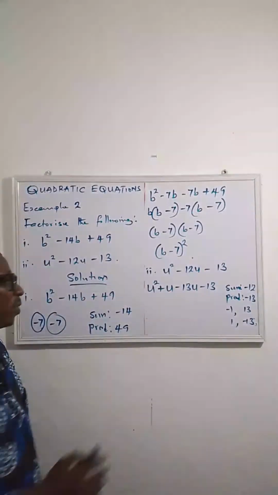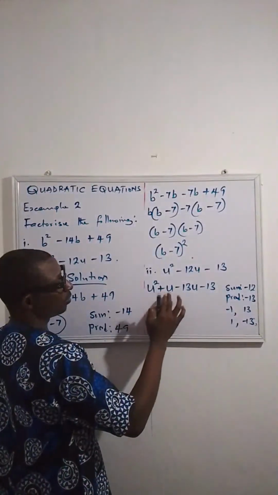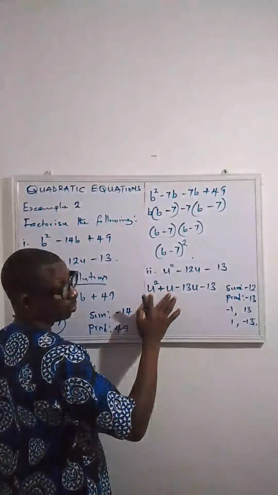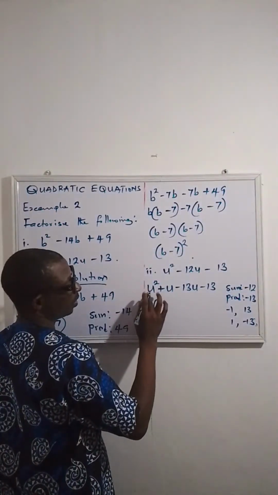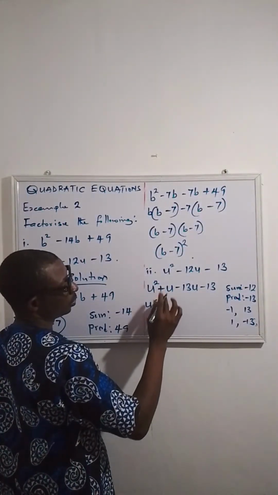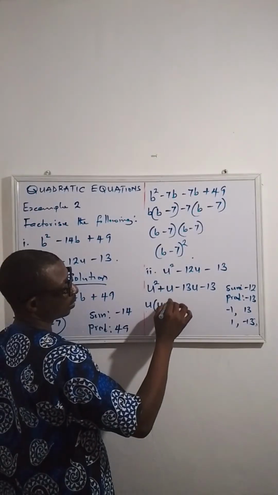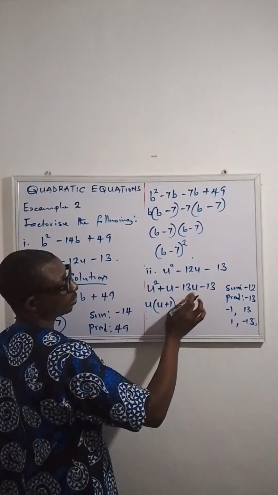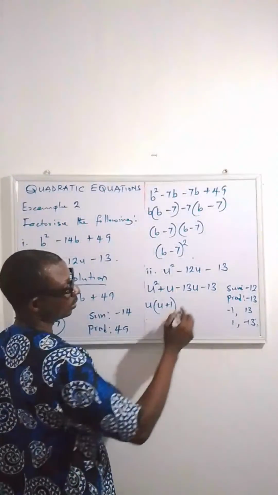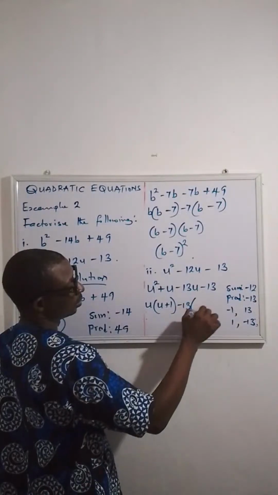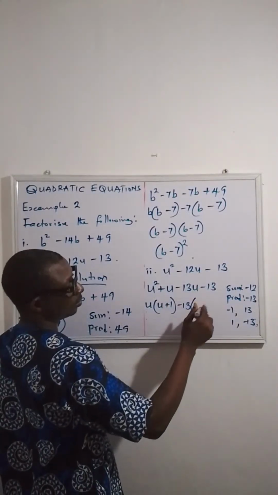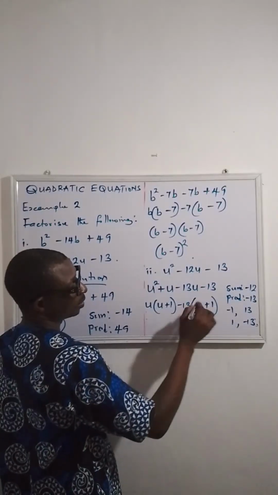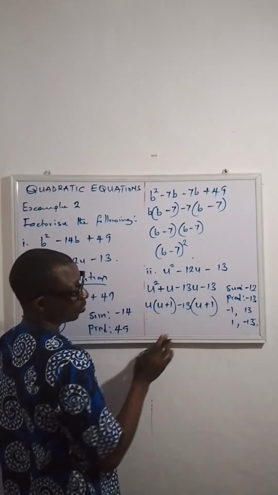Okay, now what's the next thing? You look for the common factor. What is common to these two terms? That is u. So u is common. When you divide this by u, you have u. Divide this by u, you have plus 1. And look at these two terms. What is the GCD, the common factor? That's minus 13. When you divide this by minus 13, you have u. When you divide this by minus 13, you have plus 1, because minus will actually cancel minus.